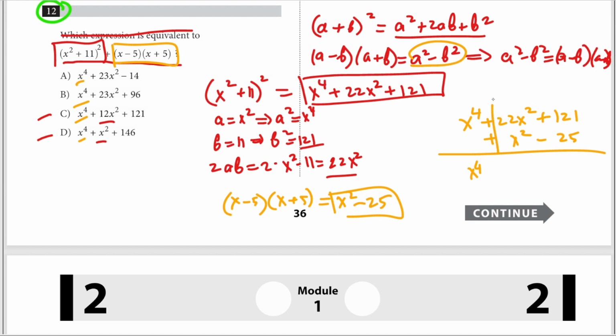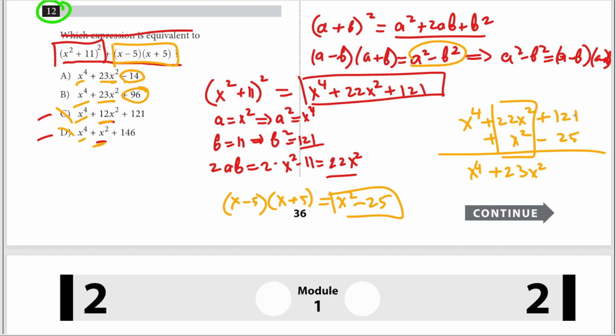Now 22x squared plus x squared is a differentiating factor. It's equal to 23x squared. Now, our hypothesis that C and D won't work is true, so C and D are out. Now we just focus on this. Now, what I would do is focus on this is minus 14, this is plus 96.